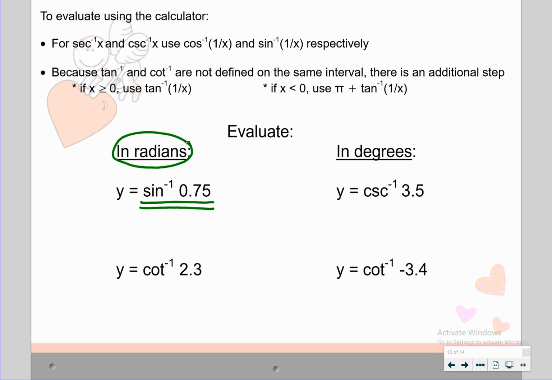All right, so if I put my calculator in radian mode, inverse sine of 0.75, I get, I'll just round to 2 decimal places, 0.85. I'll show you how to type in those other ones.